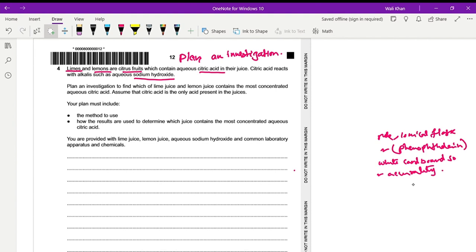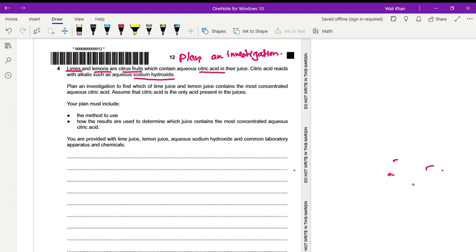Your plan must include the method to use and how the results are used to determine which juice contains the most concentrated aqueous citric acid. You are provided with lime juice, lemon juice, aqueous sodium hydroxide and common laboratory apparatus and chemicals. First we write the common laboratory apparatus because they didn't ask for it in the question, so I have to write it down for you at the side. You do not have to mention it in the exam paper, but I have mentioned it only for your understanding.